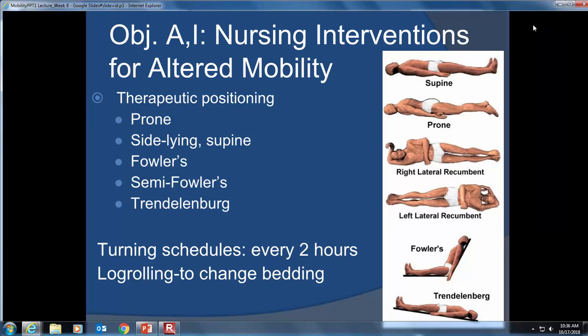So adduction is movement of a limb towards the midline of the body. Abduction is movement of the limb away from the midline of the body. Flexion then is bending a joint that decreases the angle. So if you bend your arm when you get your blood drawn, that is flexion. And then extension would be a straightening of the joint. So an example would be if you unbend your arm.